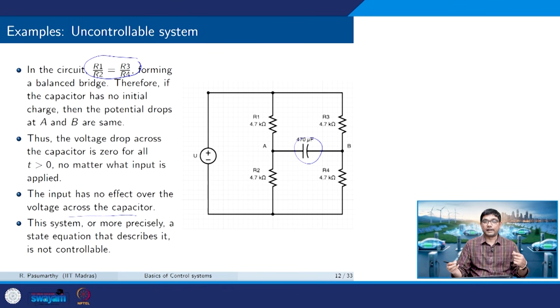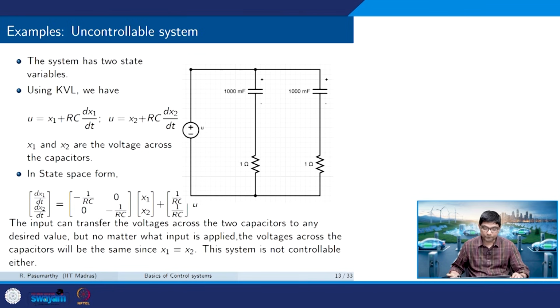I cannot take my charge of the capacitor from, say, 0 to 100. So this is one example of a system which is uncontrollable. I am unable to drive the states from point A to point B. Now, second, this system also has two states.